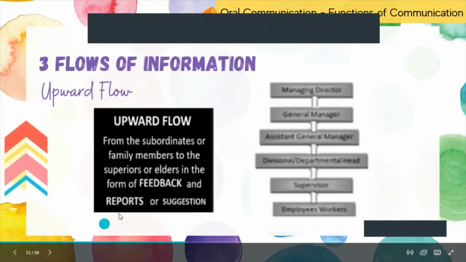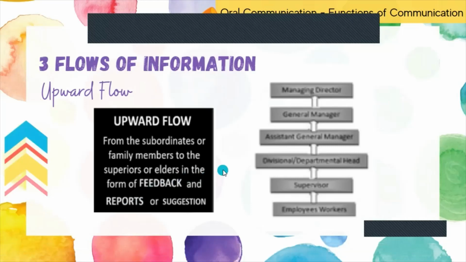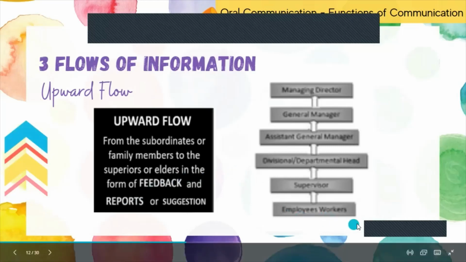Moving forward, we also have this. We have 3 flows of information, the second of which is the upward flow. Upward flow is totally the opposite of the downward flow. Now, the communication happens from the employees or workers moving forward to the managing directors.